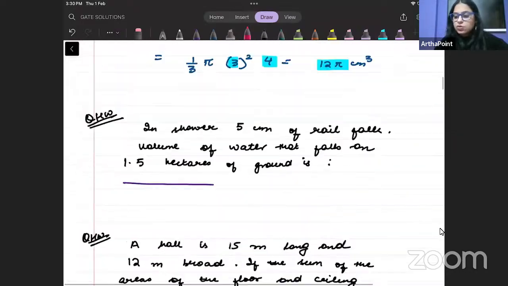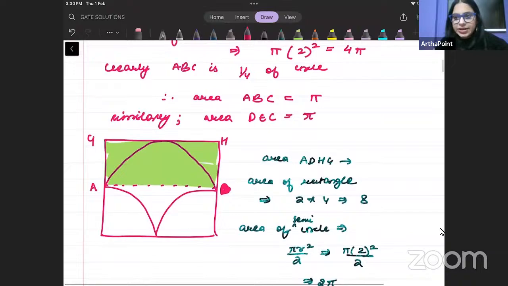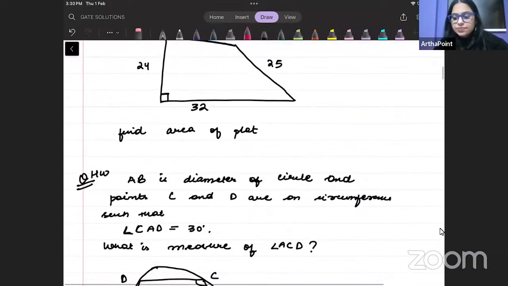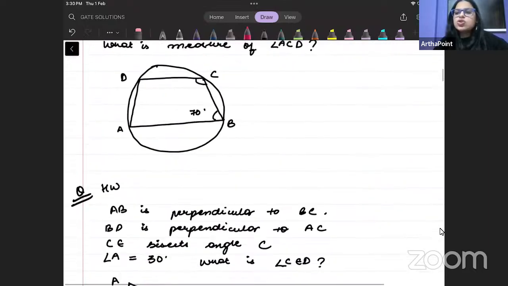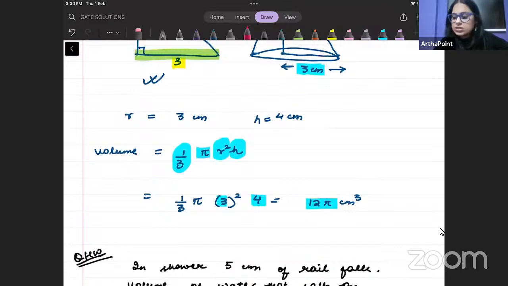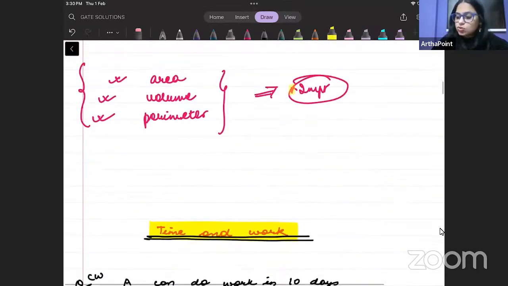Either you can be given question based on shaded area, right? That find the shaded areas. Or you can be given question based on the volumes. Or you can be given question based on quadrilateral, based on parallelogram, based on circles. So you need to go ahead and try to do all such kind of practice questions, right? I have given those in the homework also.